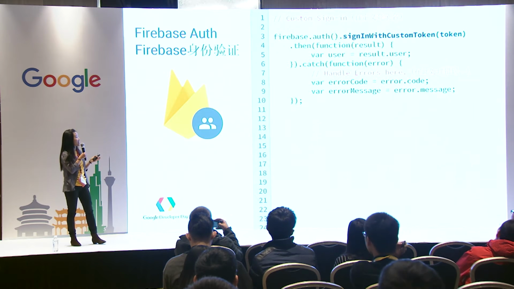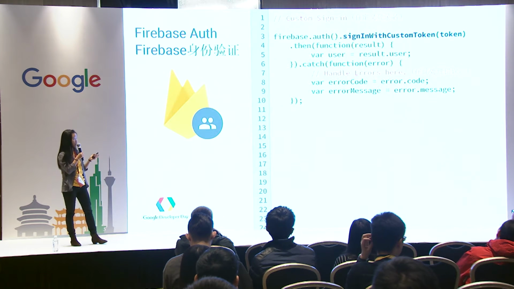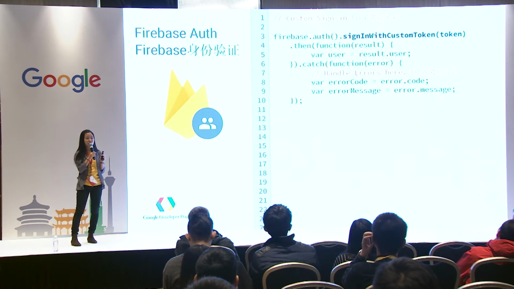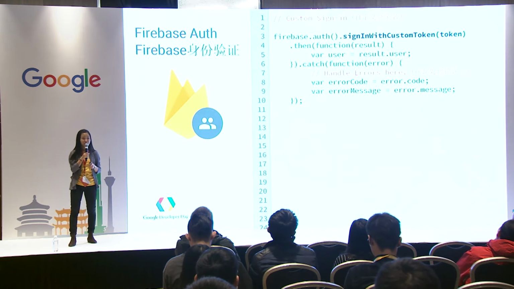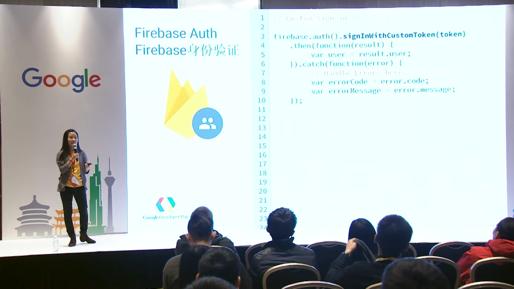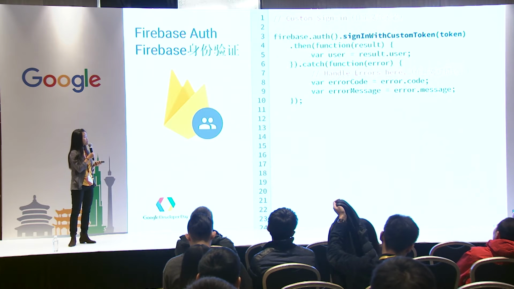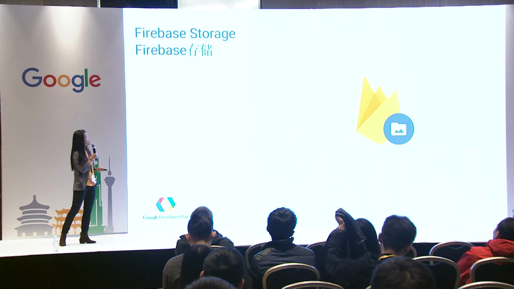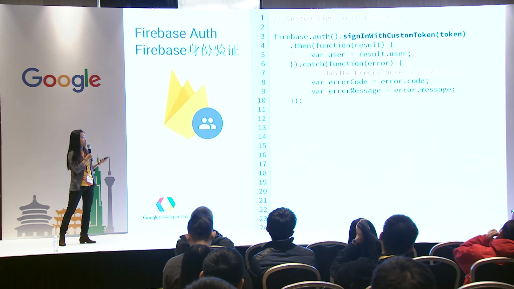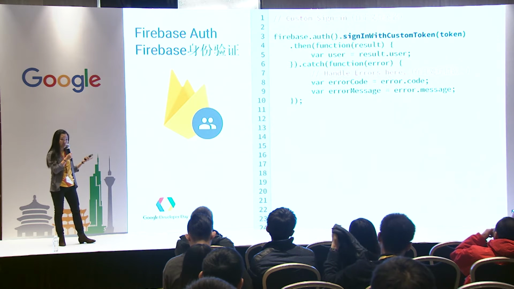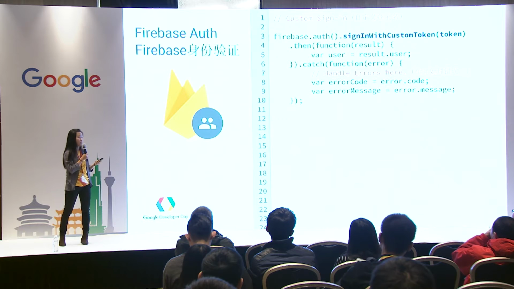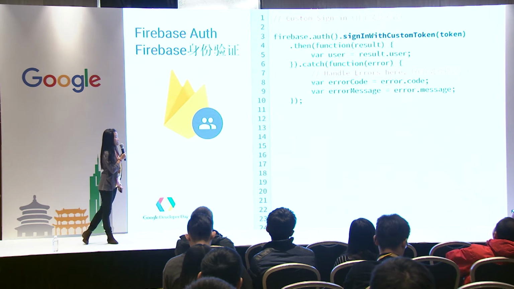So you call the sign-in with custom token function, and pass it a token that was created on your server, either through a third party or your own custom auth flow. And in the success case, you would have the same user object you had earlier. And in the failure case, you would have a message that you would display to the user.